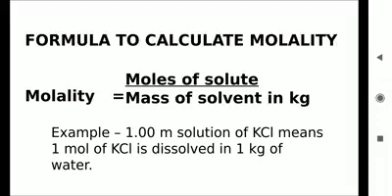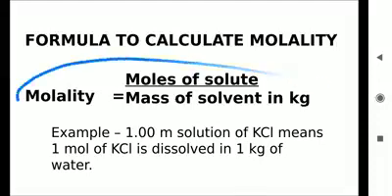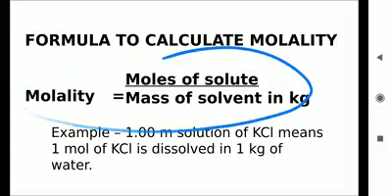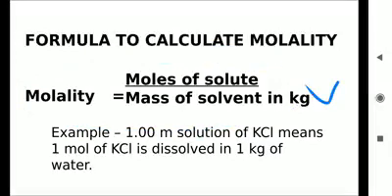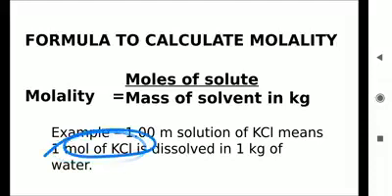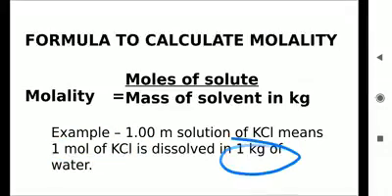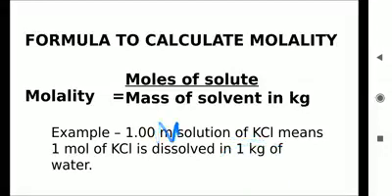Now how to calculate molality? The formula for molality is moles of solute upon mass of solvent in kg. Example: a 1 small m solution of KCl means 1 mole of KCl is dissolved in 1 kg of water. If it was capital M, it would have been molarity, but small m denotes molality.